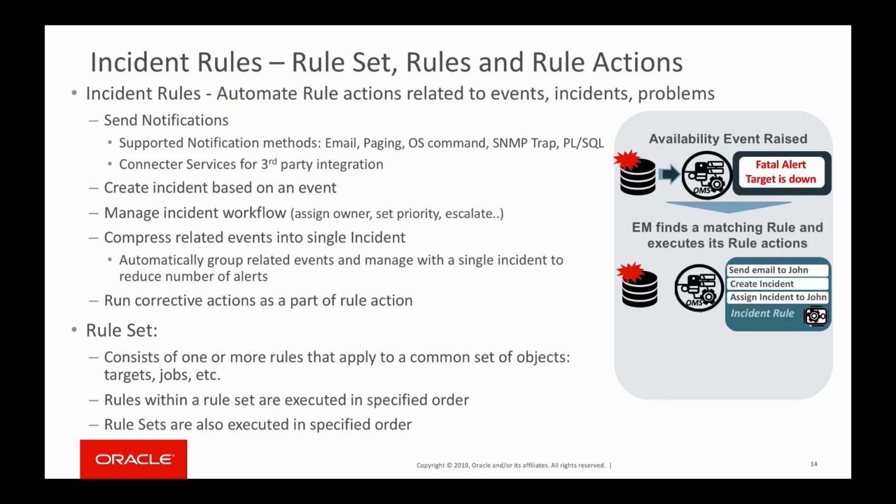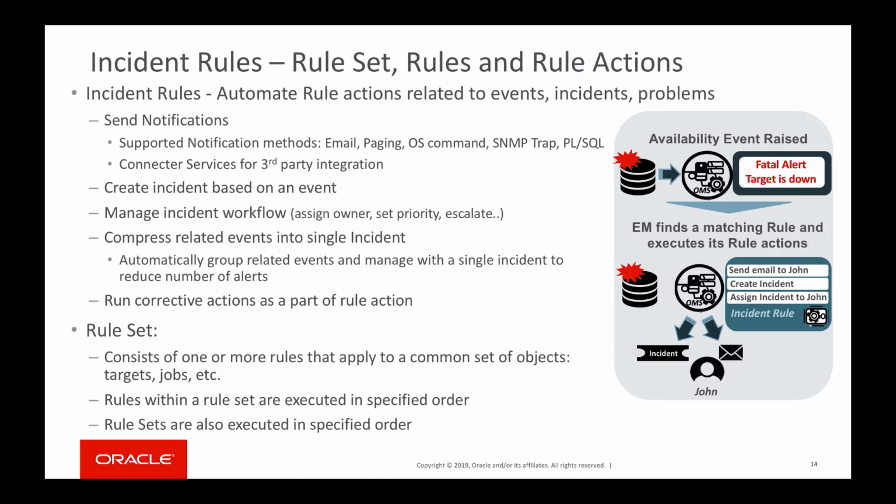And the rule set is a kind of container of rules. Within a rule set, there could be one or more rules, and each rule also has a list of rule actions. But in short, the rule mechanism gets triggered at the event occurrence and instructs EM what to do to handle such an event. Once Enterprise Manager finds a matching rule, it executes the rule actions. So in this example, an email notification was sent to John. Also, an incident was created and assigned to John, who is the DBA for this target.